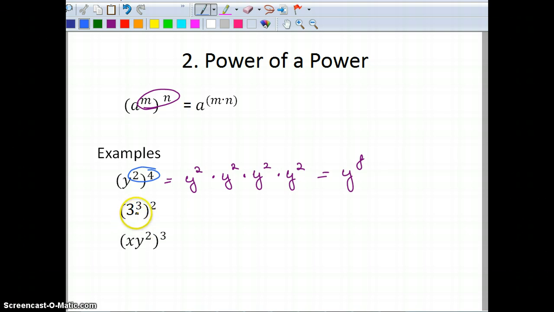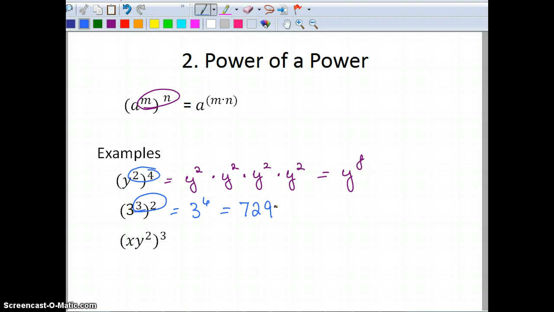Now I have 3 cubed to the 2nd power. Well, when I'm solving this one, I can say, oh, that's 2 times 3 is 6. So I have 3 to the 6th power. And when I multiply that out or plug that in my calculator, that's equivalent to 729.